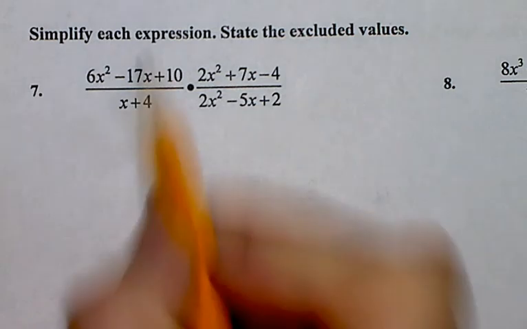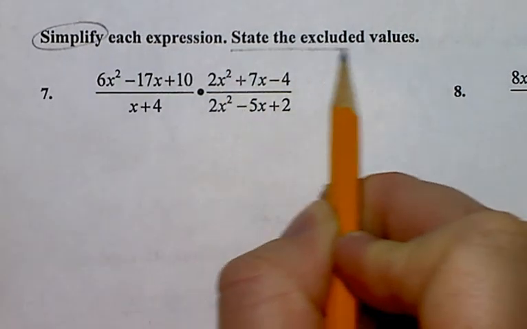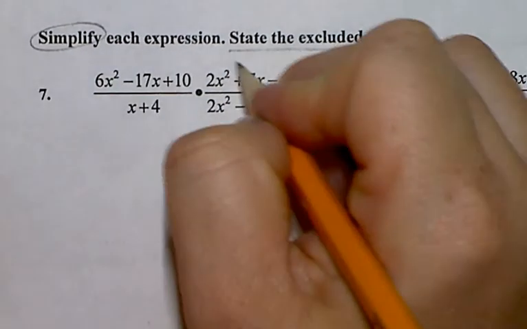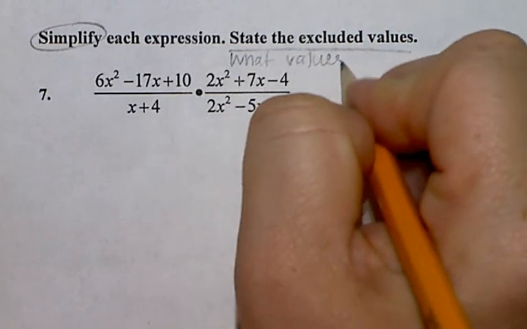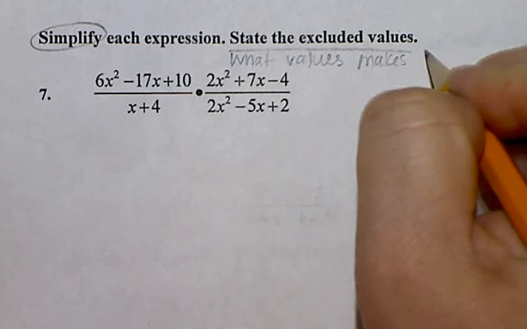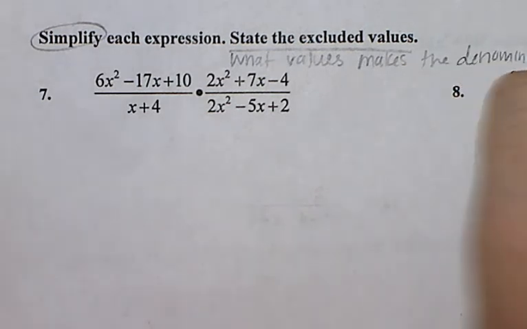Okay, we're going to simplify, and then this is new for a lot of us. We're going to state the excluded values. And underneath that, please write what value makes the denominator equal to 0.